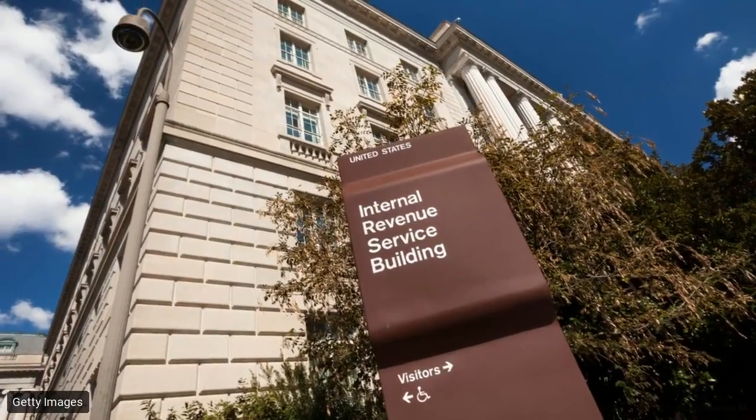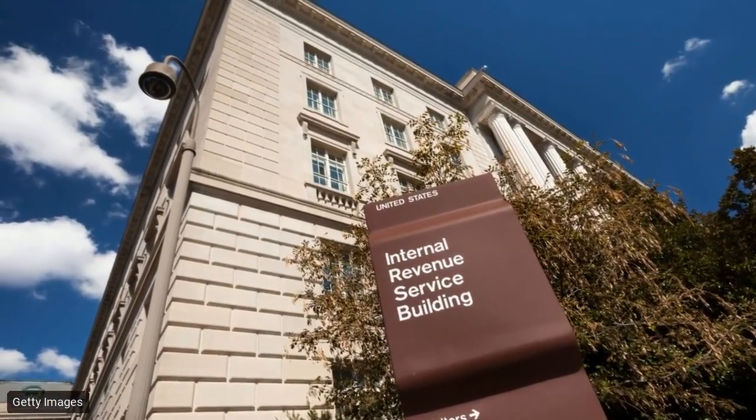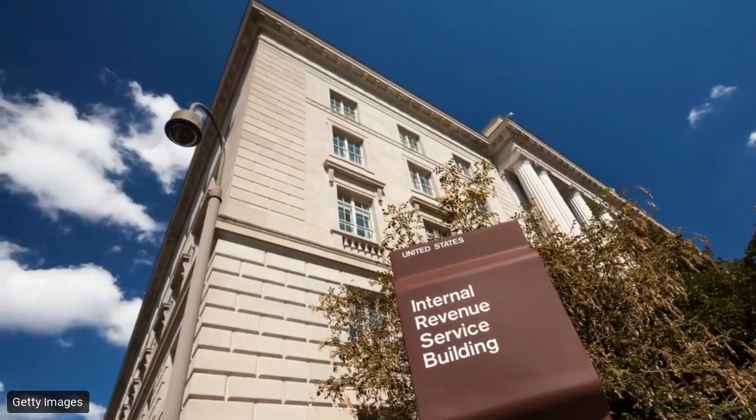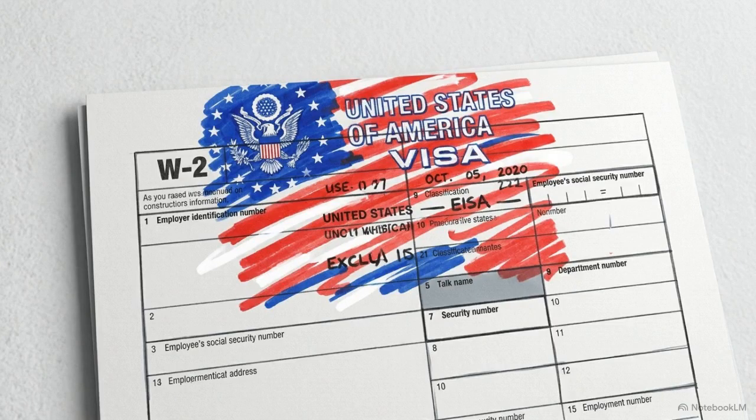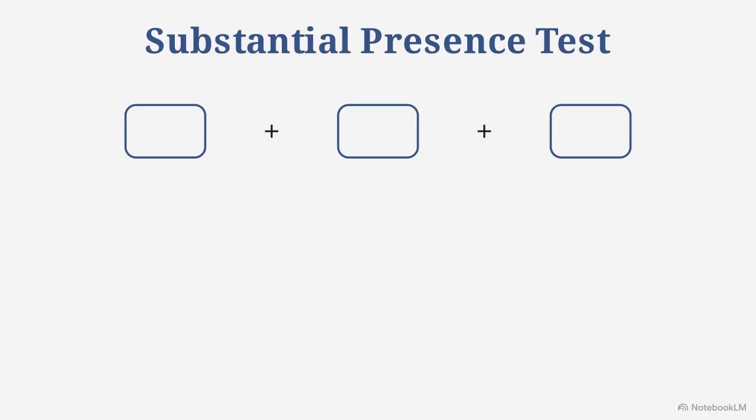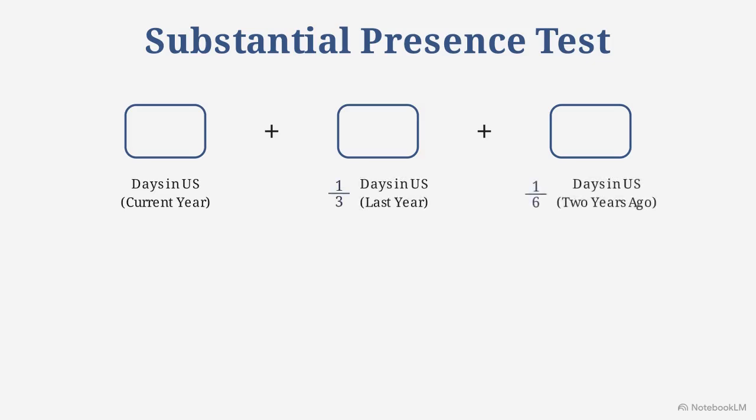Step 1 on our checklist defines your starting point, and it catches many people off guard. Holding a non-immigrant visa, like an H-1B, does not automatically make you a non-resident for tax purposes. This equation on screen is the substantial presence test. The IRS uses this specific math to determine your tax residency. You add all the days you spent in the U.S. this year, plus 1/3 of the days from last year, plus 1/6 of the days from 2 years ago.